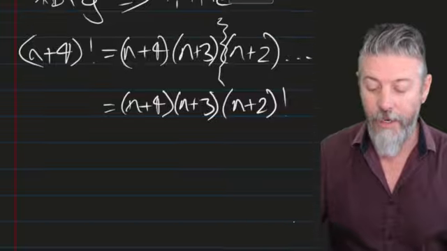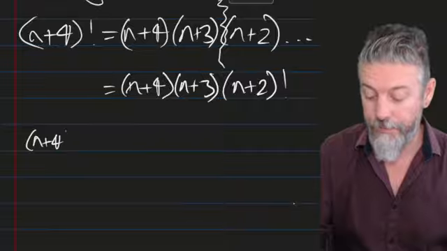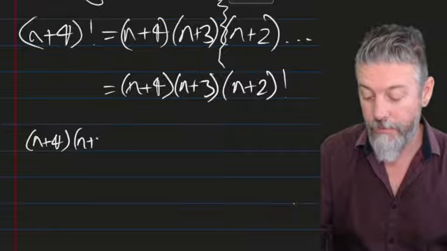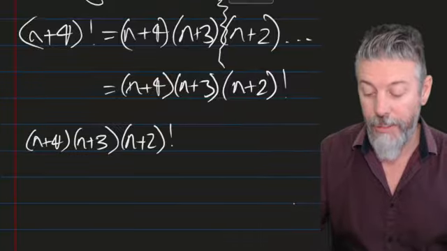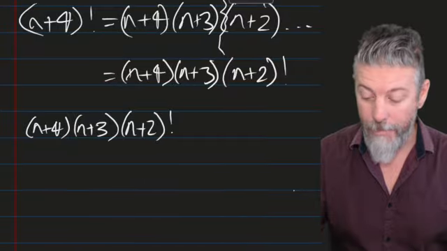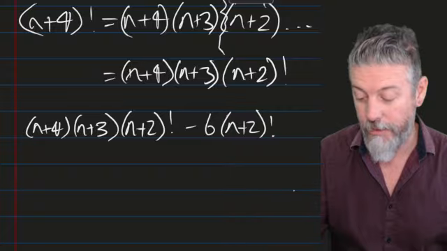Let's look at how we can write the numerator. So the numerator, we can write n plus 4 times n plus 3 times n plus 2 factorial. That replaces the n plus 4 factorial minus 6 lots of n plus 2 factorial.